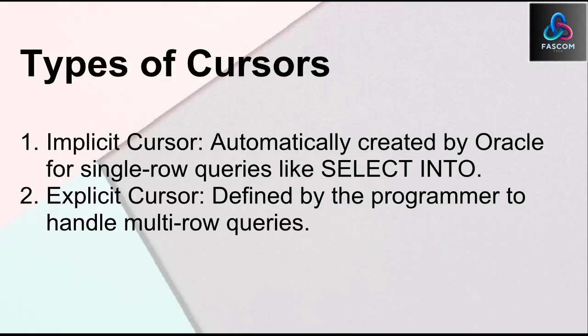Types of cursors. 1. Implicit cursor, automatically created by Oracle for single-row queries like SELECT INTO. 2. Explicit cursor, defined by the programmer to handle multi-row queries.